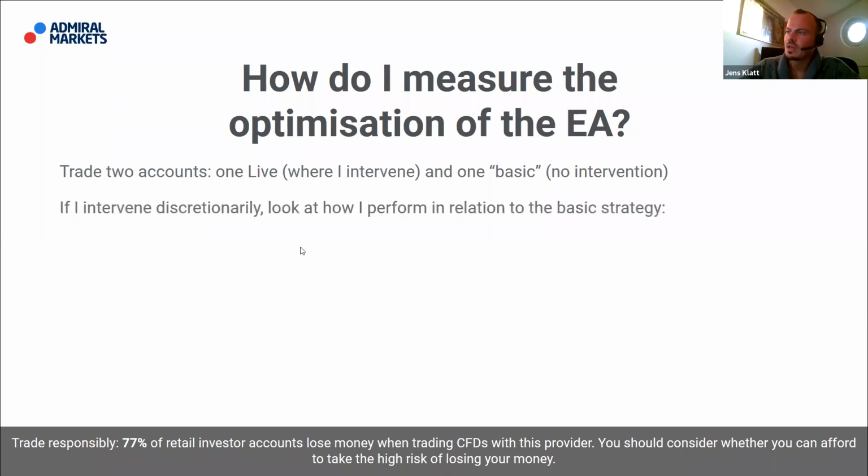And then once I intervene, which does not happen that often, but if the market allows me to intervene discretionarily, I look at how I perform in my live account where I do this in relation to the basic strategy where I don't intervene. I'm not taking any action in this basic account. So what this means is, if I'm doing better, I write down the result with a plus R, where R is the risk I'm taking, in an Excel file.